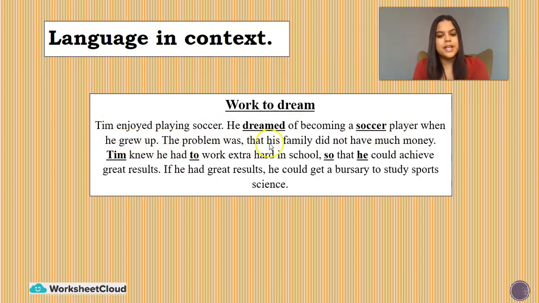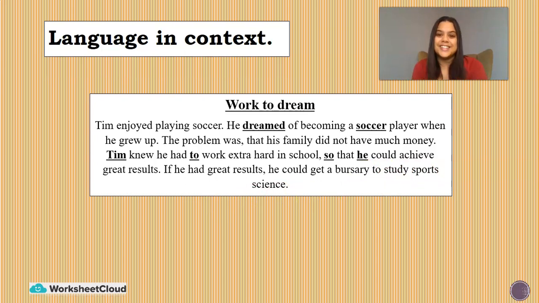The problem was that his family did not have much money. Tim knew that he had to work extra hard in school so that he could achieve great results. If he had great results, he could get a bursary to study sports science. So that is our paragraph, grade 5.